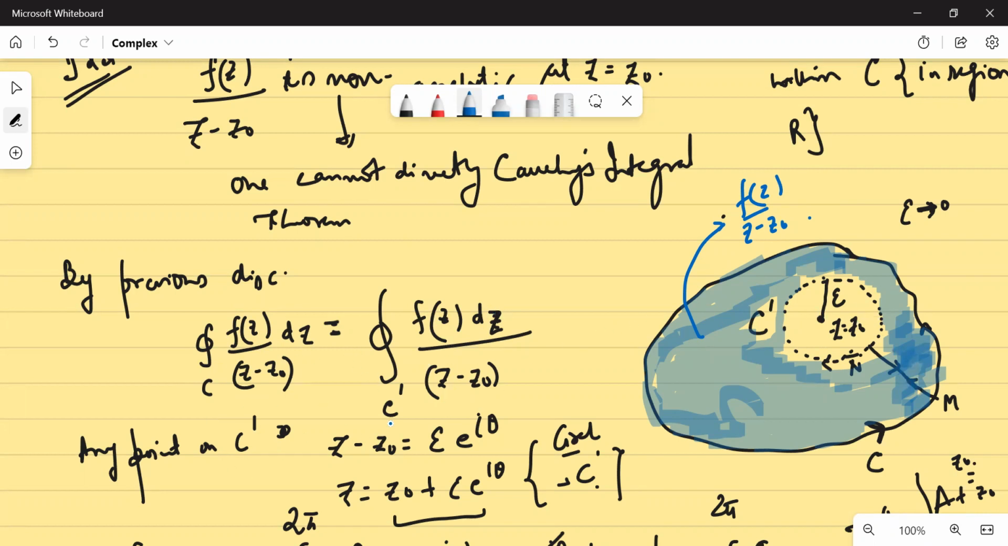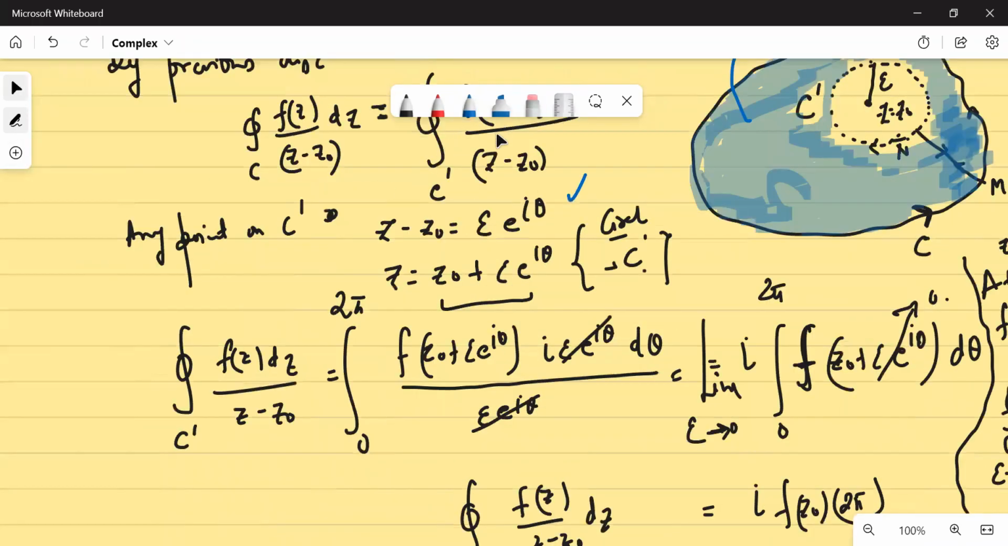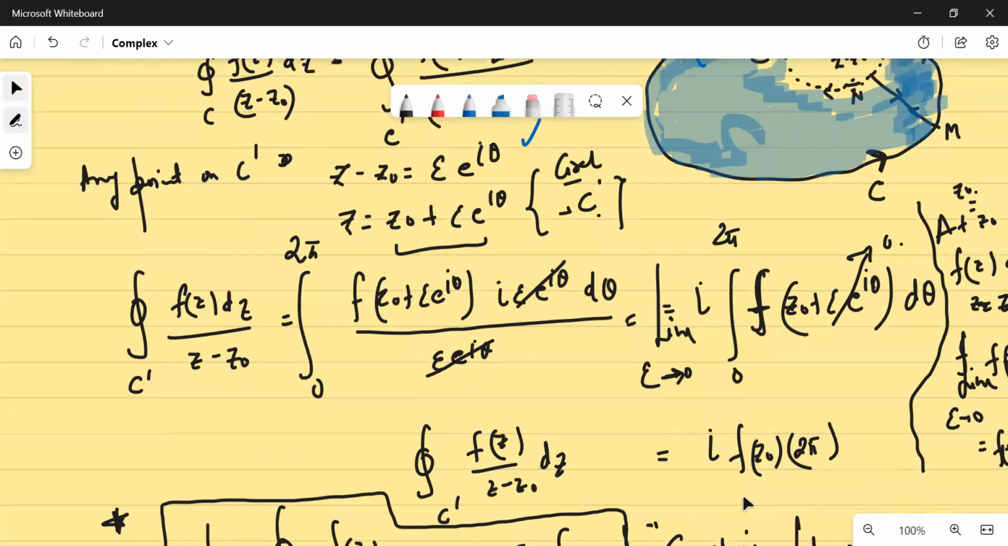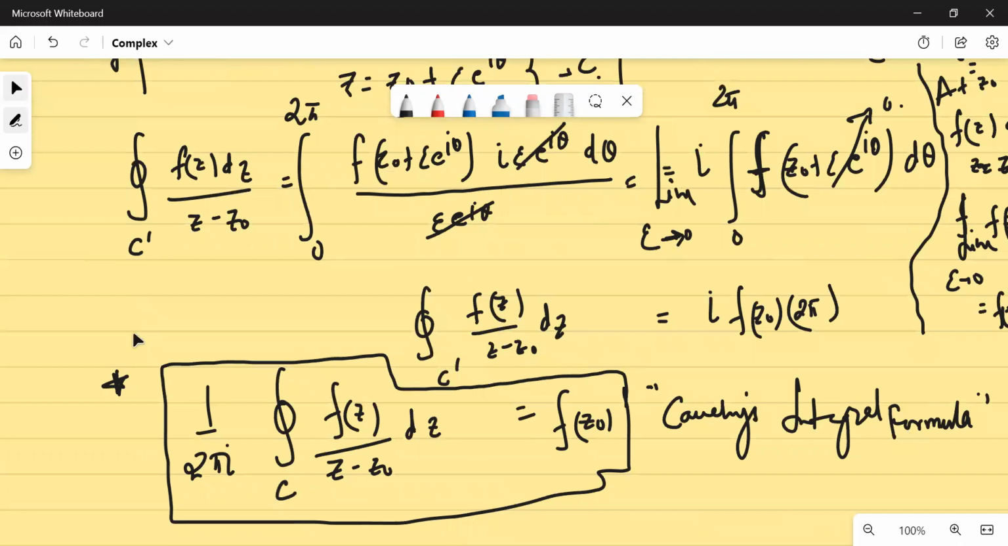But understand, on the C dash, any point can be written in this format: z minus z naught is equal to epsilon e to the power iota theta. If you proceed further, you'll find that the integral of f(z) upon z minus z naught dz over C dash comes out to be iota f(z naught) into 2 pi. So you'll find that f(z naught) is equal to this.